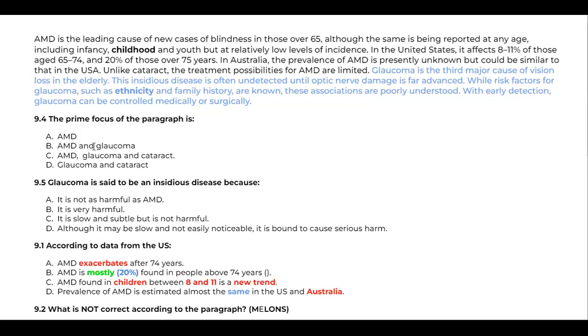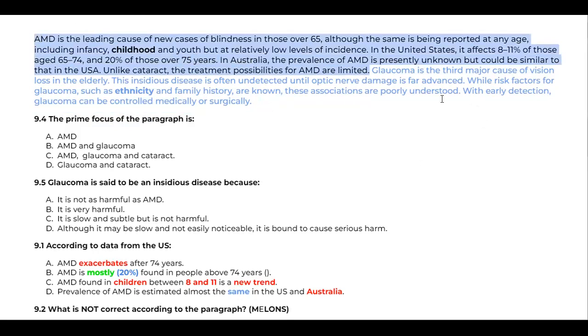We are moving to 9.4 and 9.5. Let's complete this and end this class. The prime focus of this paragraph is AMD, AMD and glaucoma, AMD, glaucoma and cataract, or glaucoma and cataract. We are looking for the prime focus. You can see one thing, glaucoma starts from here. How many lines are here? Almost 3 lines. And this is completely about AMD.